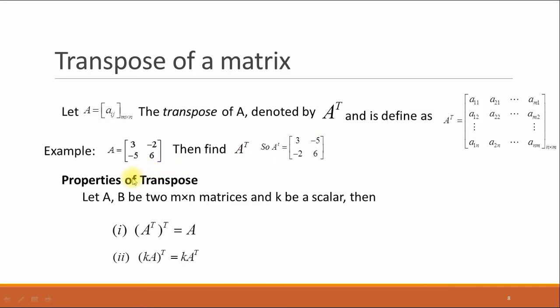Now, properties of transpose. Let A and B be two m by n matrices and K be a scalar. Then after taking double transpose, we get the original matrix. And KA whole transpose is equal to K times A transpose. We cannot apply the transpose on a scalar number. We only apply the transpose on a matrix.